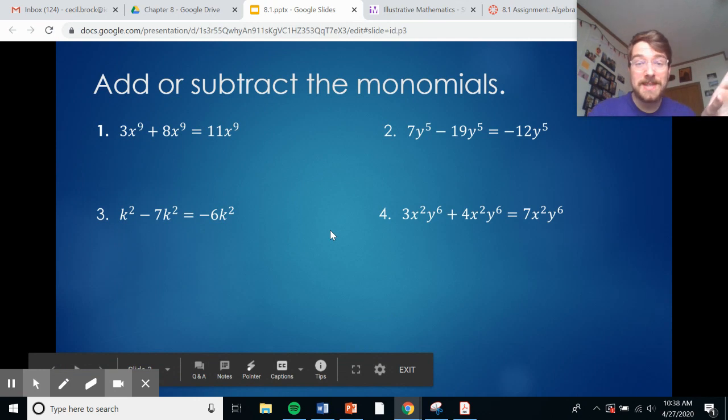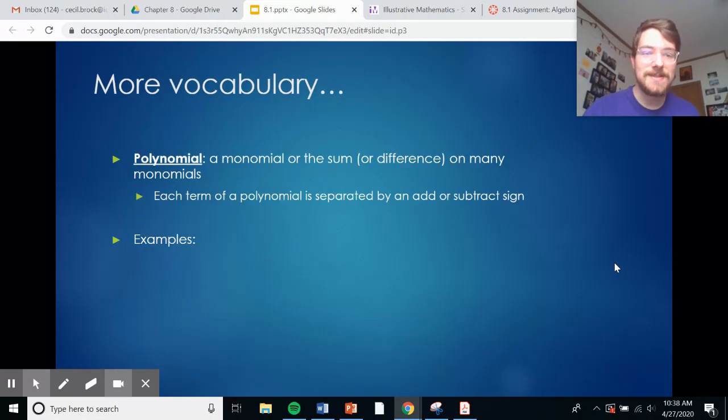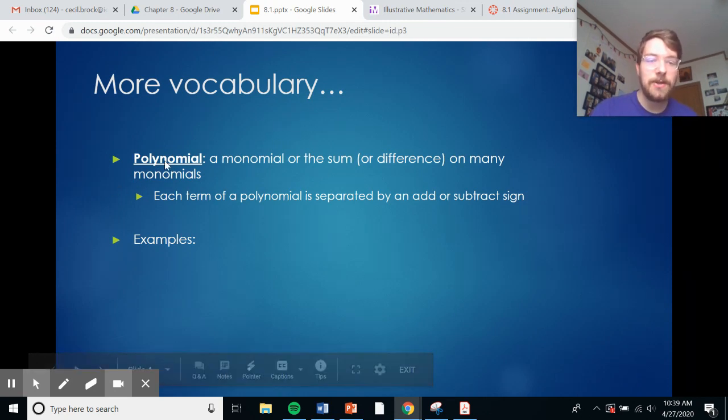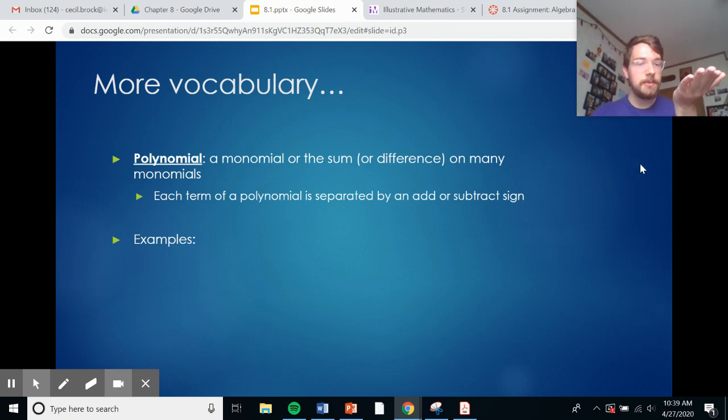So we have been doing that since day one. I am not worried about this at all. It's just adding up the like terms. So we're calling them monomials now because why not? So a little bit more vocabulary. We are talking about polynomials in this chapter, which can be one of 2 things. It could be a monomial, which we just talked about, or it could be a bunch of monomials that are either added up or subtracted. So if you've got a polynomial with a bunch of them, they're all going to be separated by an add or subtract sign. And I'll show you what those can look like.